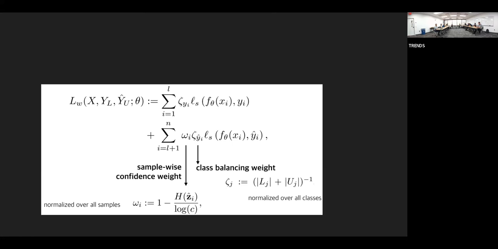But I'm still confused, because why are those different? This and this should be exactly the same thing. Why is there a hat here versus not? Well, I guess because in the second part you don't really. Yeah, but the normalization constant is the same. It's just the sum of labeled and unlabeled samples assigned to this class.